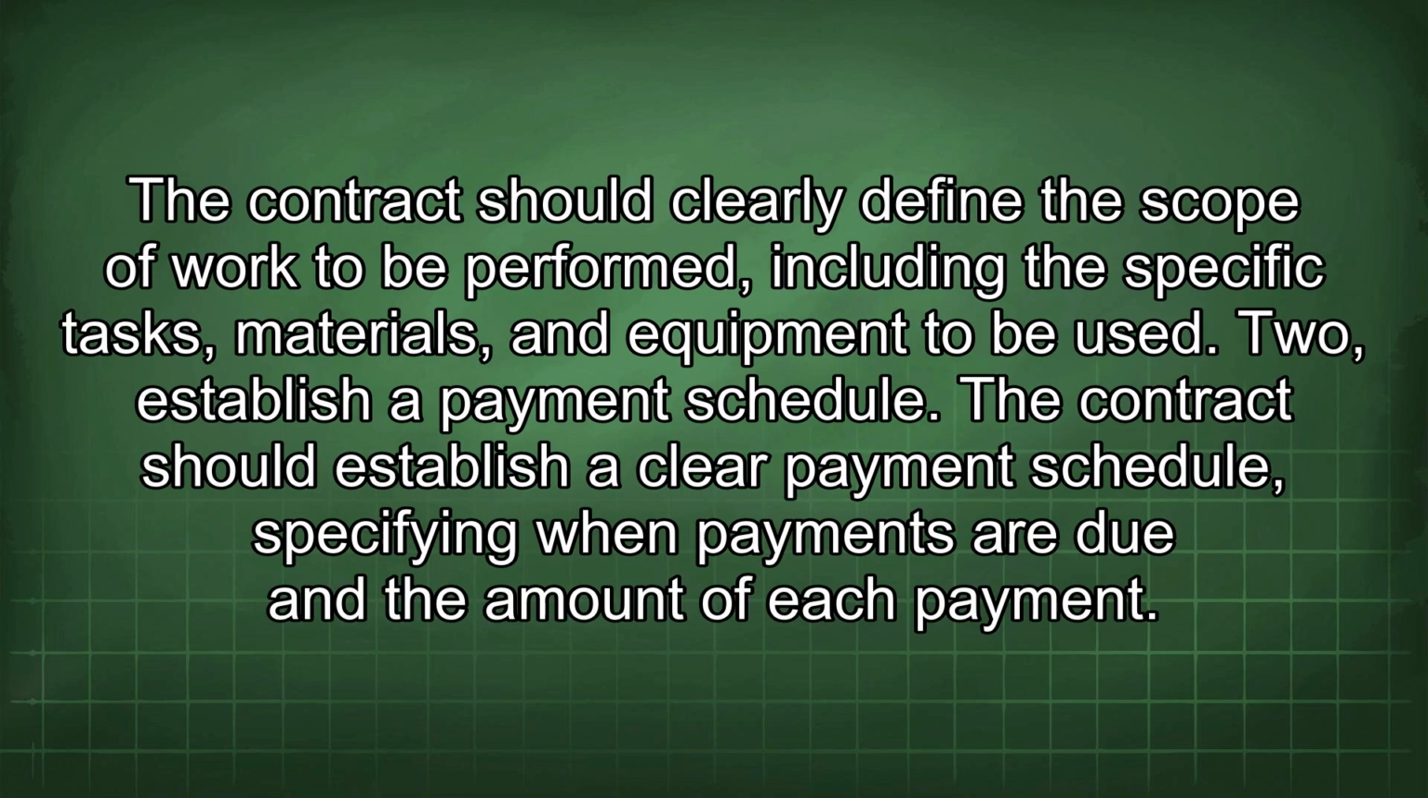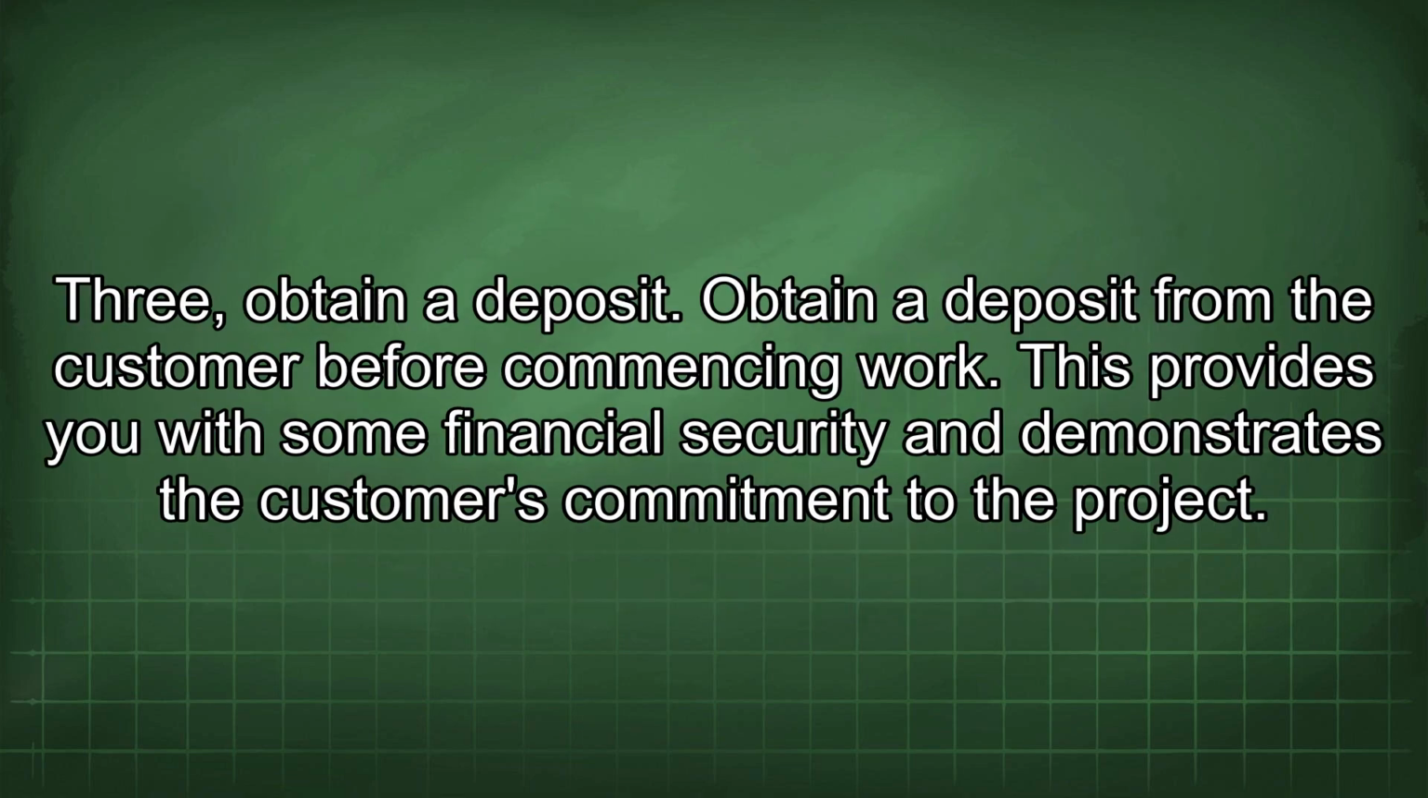The contract should clearly define the scope of work to be performed, including the specific tasks, materials, and equipment to be used. Two, establish a payment schedule. The contract should establish a clear payment schedule, specifying when payments are due and the amount of each payment. Three, obtain a deposit. Obtain a deposit from the customer before commencing work. This provides you with some financial security and demonstrates the customer's commitment to the project.